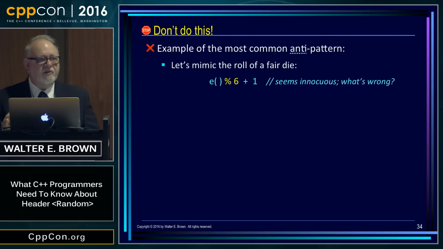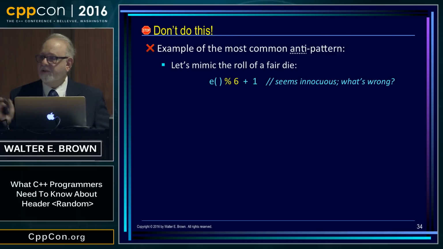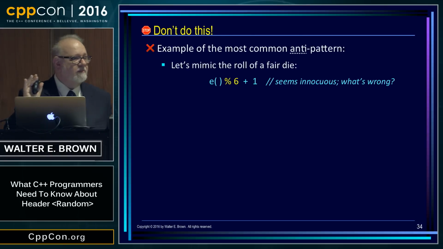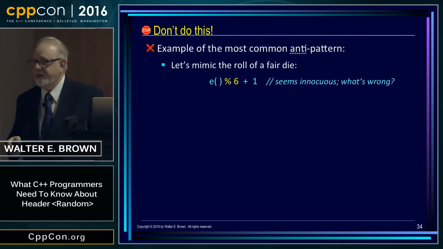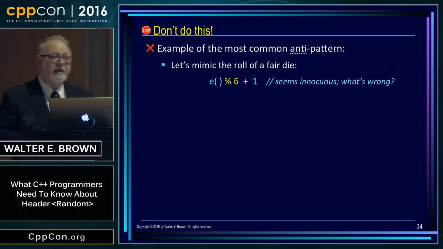Take the remainder after dividing by 6. That's going to be in the range 0 through 5, so add 1. Now you get 1 through 6. Wonderful way to roll a die, right? No. This is wrong. This is wrong.